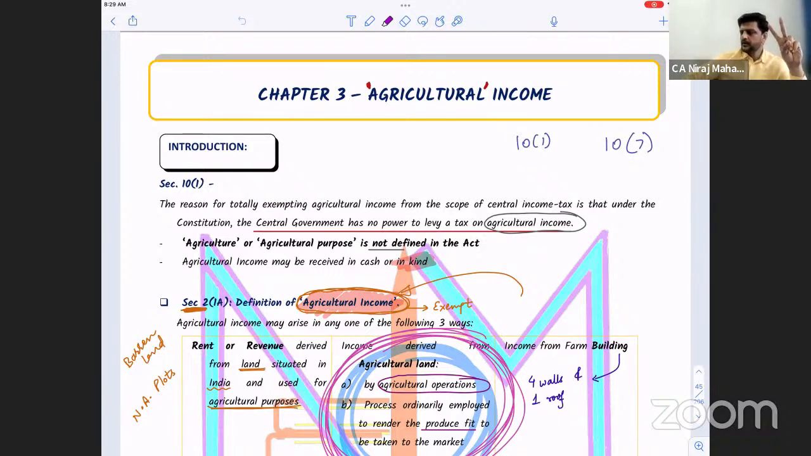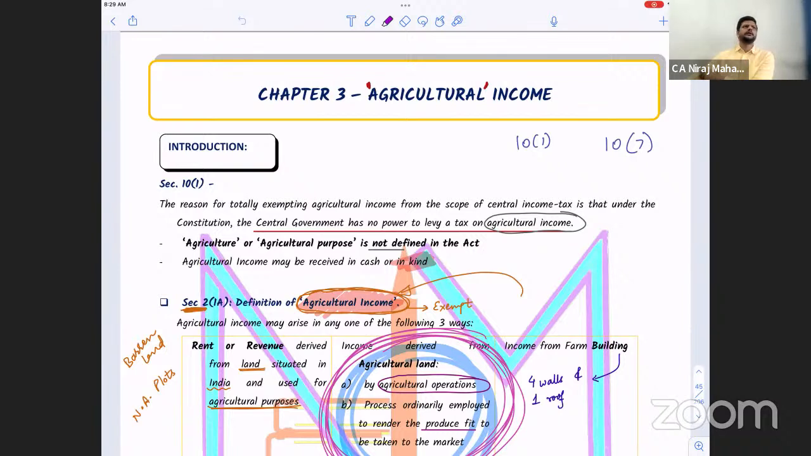Second, agricultural income by doing agricultural operations only. Okay, so agricultural operations, yesterday we have seen all those types of agricultural operations. Right? So we saw even your dairy farming cannot be considered as agricultural income. What did I say? Dairy farming, poultry, all of that.